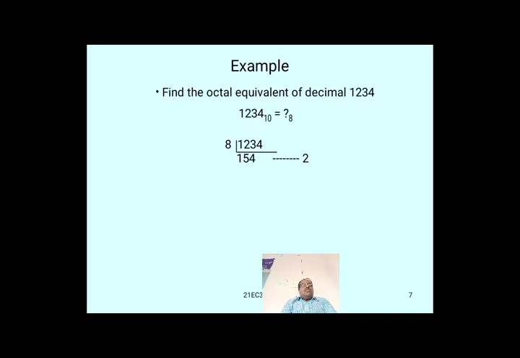Problem solving is not only a concept, writing the answer is also a correct concept. Here in the question it is given that 1234 base 10 equals dash base 8. Ten means decimal number system, 8 means octal number system. In the answer, we must represent the bases of those numbers. By that, we can judge which number belongs to which number system.